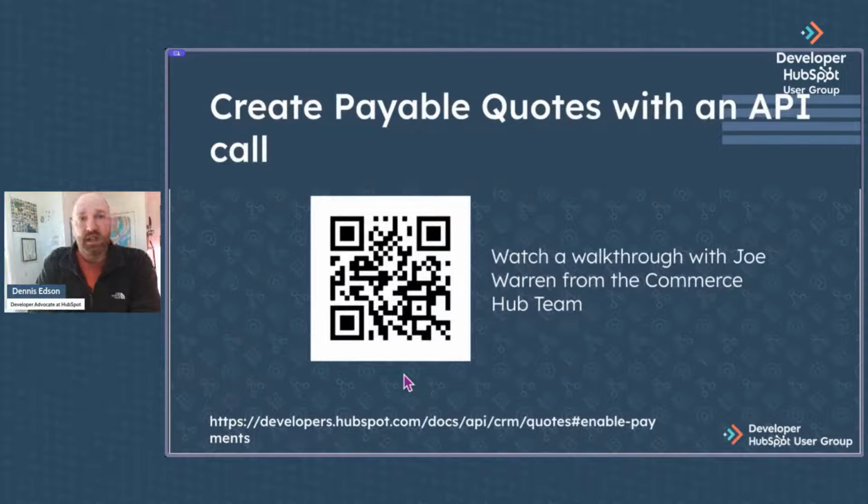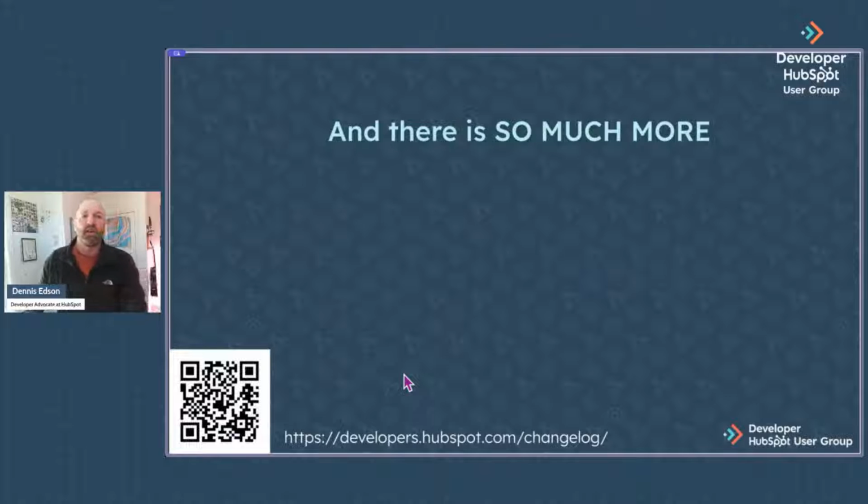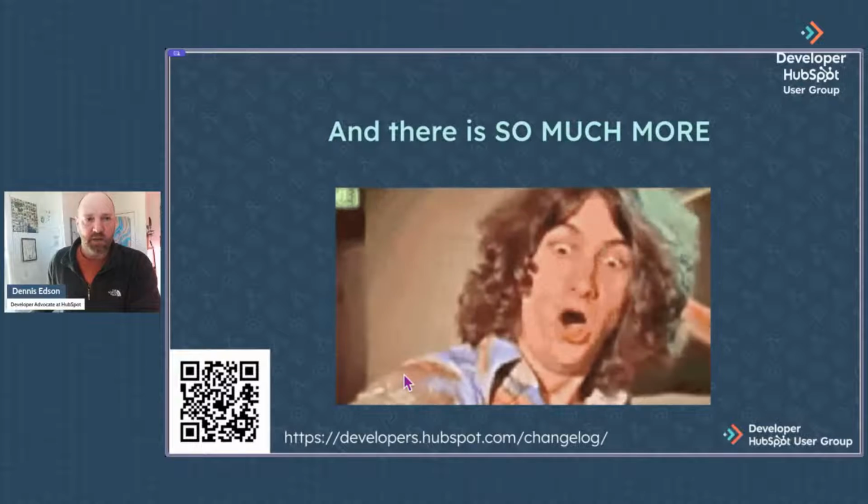And lastly, we just added this last Thursday, I think it was, being able to create payable quotes with an API call. That QR code right there will link you over to a YouTube video where Joe Warren actually demonstrates how to do it. So much cool stuff out there. It's beyond the scope of this conversation right now to talk about it all. Perhaps we'll do something more complete in the future, but it's amazing.